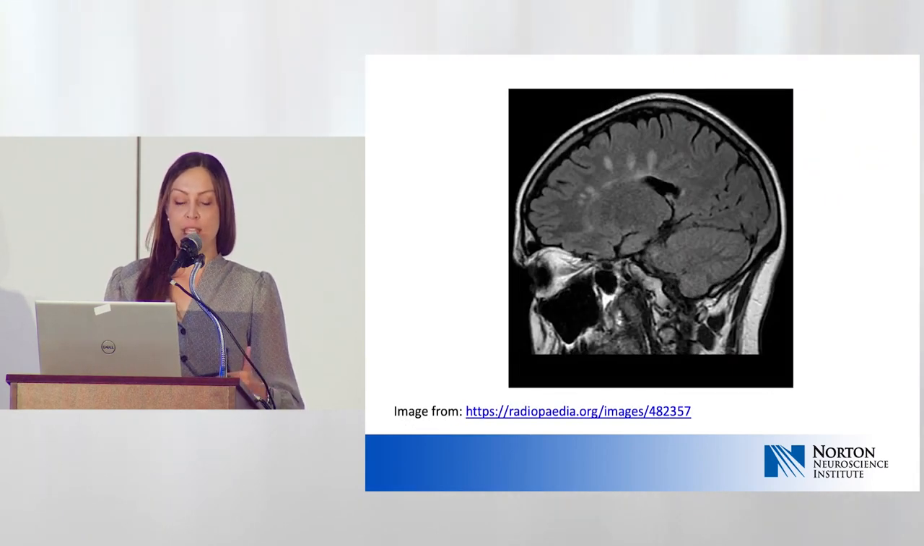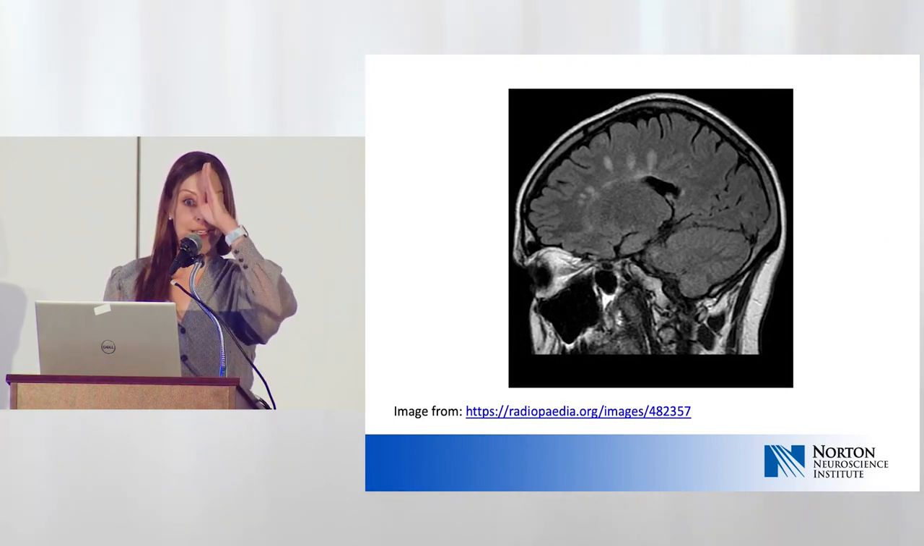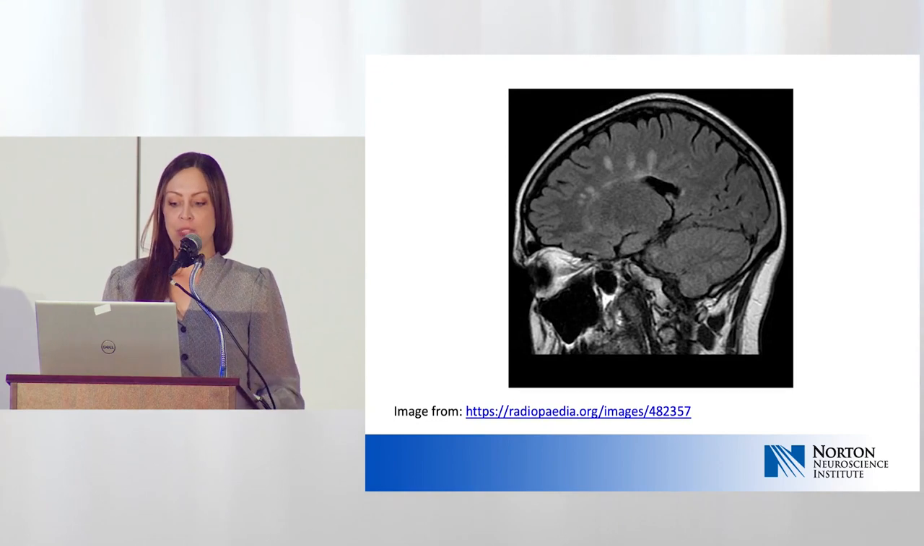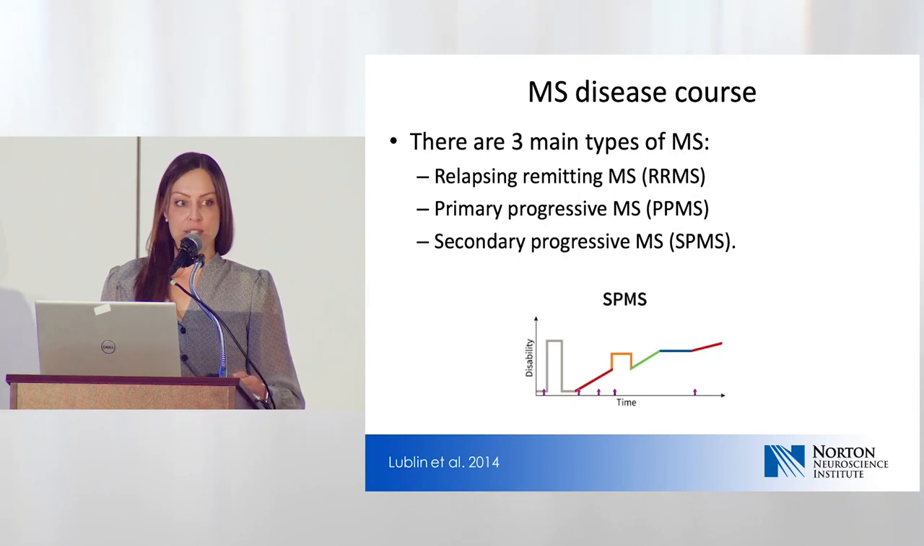And here's an MRI image that is a typical image of something we'd see in somebody with multiple sclerosis. This is a side view. Those white spots that you see in the brain are the lesions, or the areas that have been damaged by multiple sclerosis. So when I think about the disease course, or what a person's disease looks like over time with multiple sclerosis, I divide it into three types.